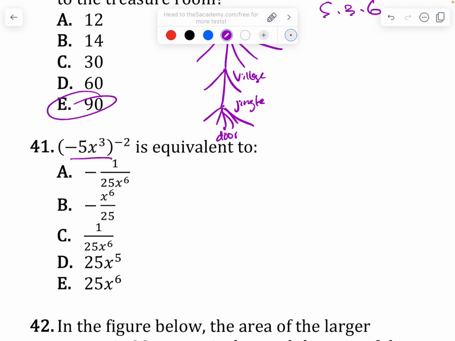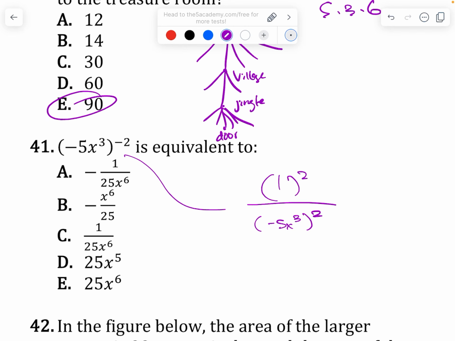Negative 5x to the third all to the negative 2 is equivalent to what? Okay, so let's first deal with this negative 2 exponent. If you remember, any base that's raised to a negative exponent is really the same thing as putting a 1 over that same base raised to a positive version of that exponent, okay? Or flipping the sign of the exponent effectively. So let's apply the same principle here. So we're going to essentially write this as 1 over negative 5x to the third all to the second, okay?